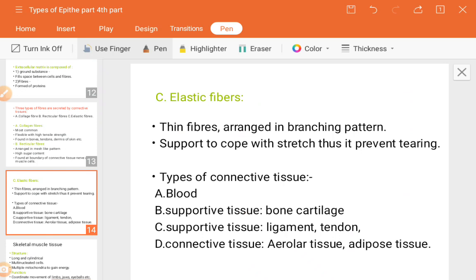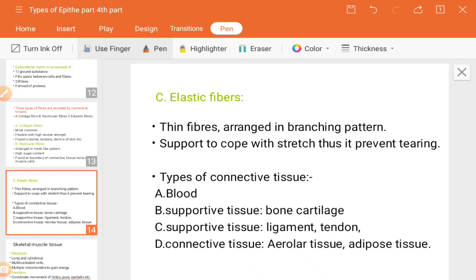Adipose tissue is connective tissue which mainly acts as a fat storage site. This word adipose always comes for fat, so that's why it stores the fats. Next, where is adipose tissue found? Inside the bone marrow, breast tissue, and below the skin. When we say a person is very fat, the fats are stored in the bone marrow, breast, and below the skin.